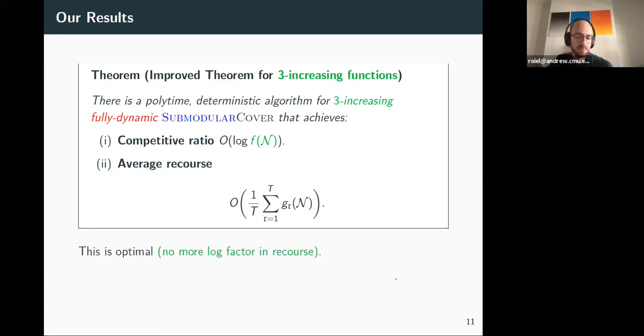I guess I'll leave describing this class until the end of the talk. If I have time, I'll get into it. But the main thing to know is that this class also includes hypergraph vertex cover. And so this theorem gives us a truly O(1) recourse bound for the dynamic version of hypergraph vertex cover.